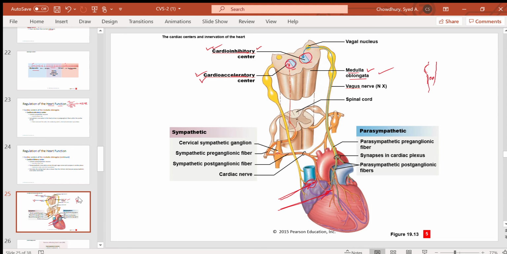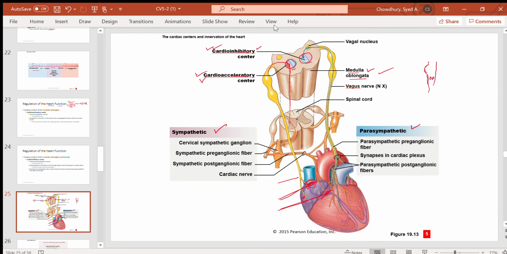So when the accelerator center is activated, signal goes through the sympathetic nerve here to the SA node as well as to the wall of the heart muscle. And sympathetic, remember, would increase the heart rate, increase the force of contraction, okay? And parasympathetic will do the opposite.